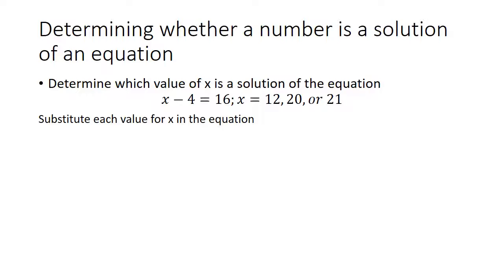So we're going to start out with x equals 12. So let's rewrite our problem. X minus 4 equals 16. We're going to substitute the 12 in for x. So 12 minus 4 equals 16. 12 minus 4 is 8. 8 does not equal 16. So this is not a solution.